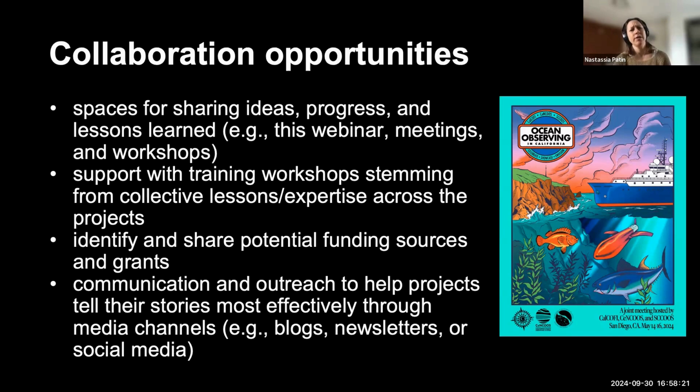I think there are certainly some opportunities to identify and share potential funding sources and grants. Again, I think the scale and the diversity of our network is a challenge to identify all the areas of potential cross collaboration. But definitely, we've already had some informal linkages that have been really nice, and we hope to continue those in the future. And finally, we would like to improve our communication and outreach to help other OBON projects as well as ourselves tell our stories more effectively.